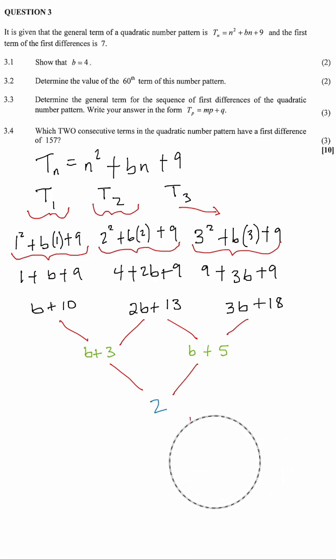Let's remove this here. Right. Now, let's remember what the question is talking about. So the question wants us to show that b is equal to 4. Right? That's what the question wants us to show. So how do we show that? We have already been told that the first term of the first differences is 7. The first term of the first differences is this one here, because these are first differences.